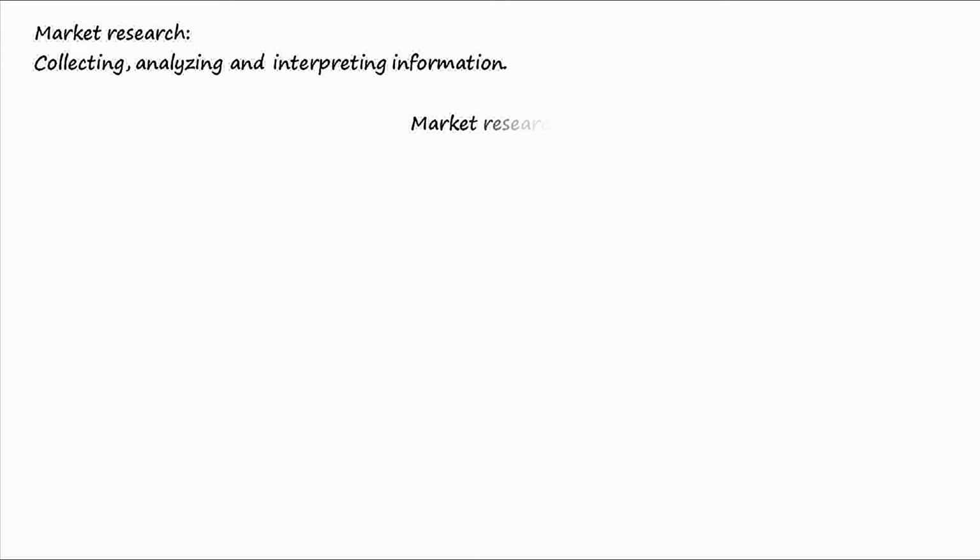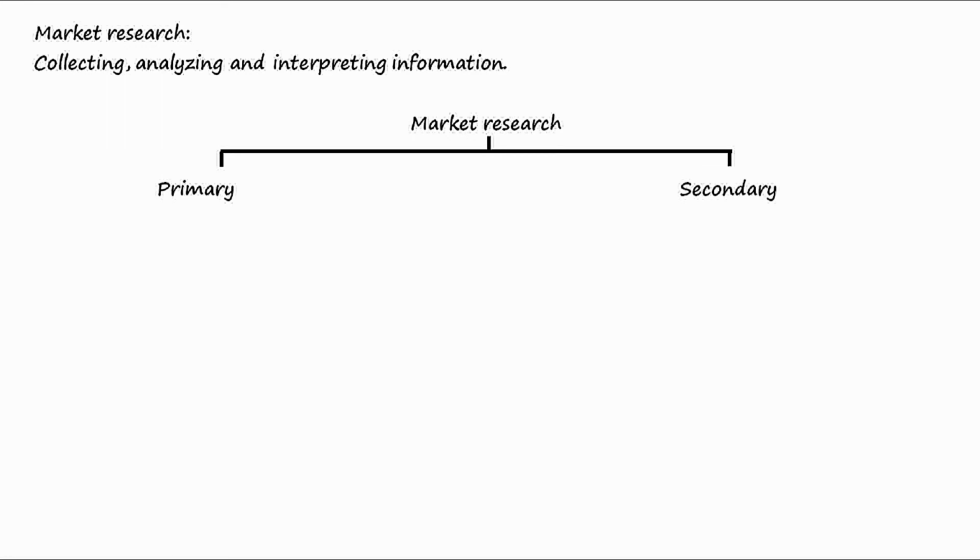Now let's talk about what we have learned in this video. Video was about marketing research, that is basically collecting, analyzing and interpreting information. So there are two types of market research. They are primary and secondary. The primary research is the type of research that you do yourself, and the secondary research is the type of research that is already available in the market.